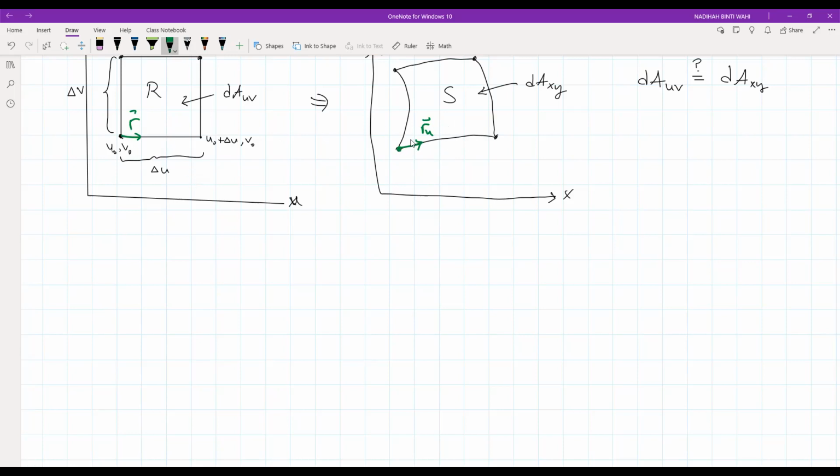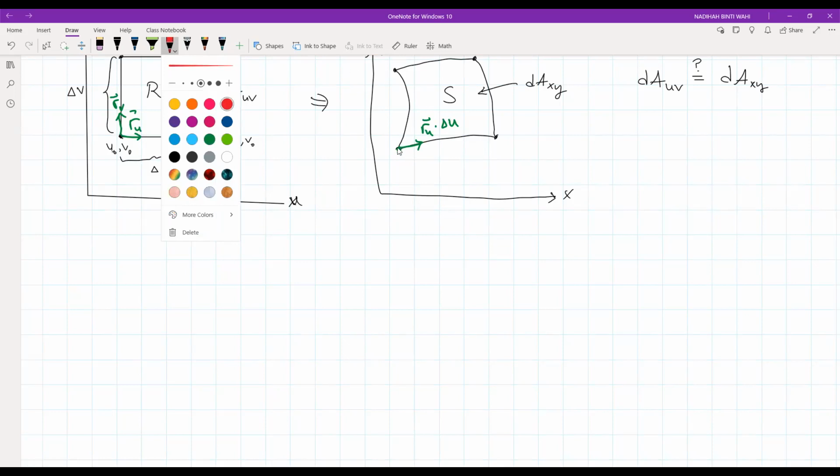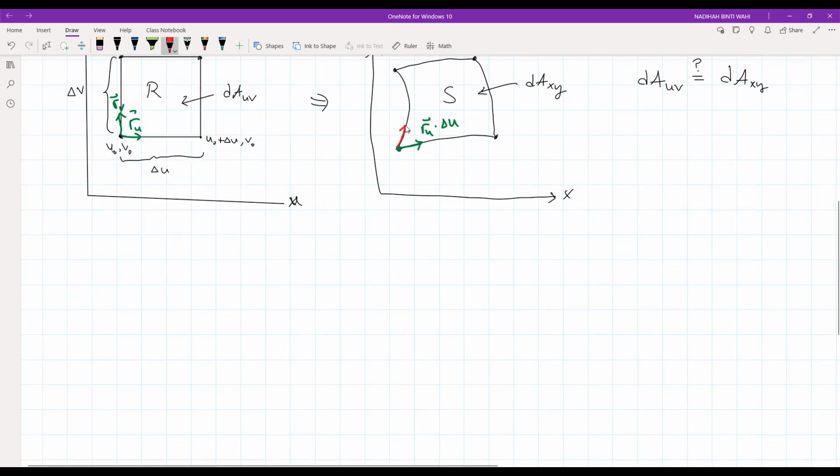So R can be anything. R can be, this is R of U. R can also be in this direction. This is R sub V, the derivative in terms of V. So the vector here is R of U, and the length is change in delta U. And if I take another vector in this direction, this is R sub V, and the length of this is delta V.